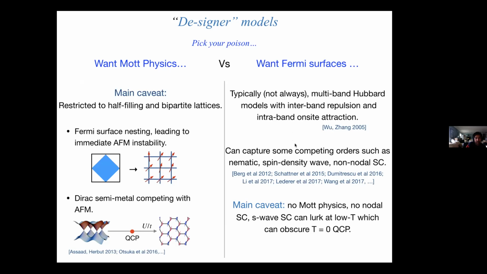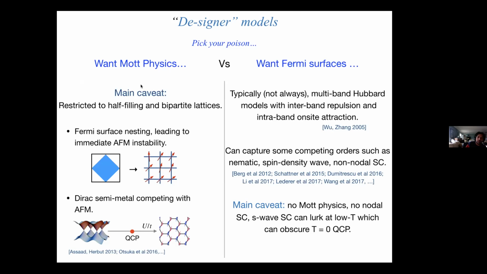This talk will be along those lines. So I will divide all models into two classes. In one case you want Mott physics, in the other case you don't. You want Fermi surfaces. As I said, there is a tension between them, so you have to pick your poison. You can't have both at the same time.